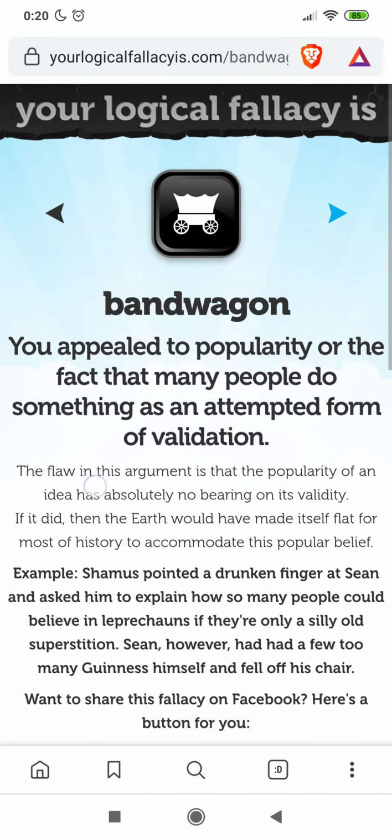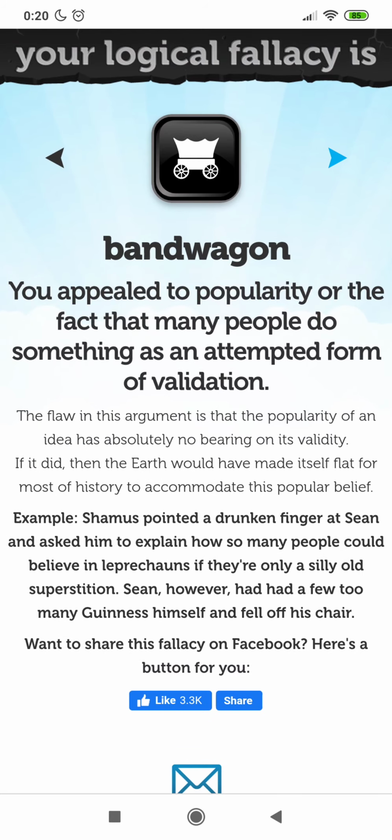Bandwagon. Ad populum. You appealed to popularity, or the fact that many people do something, as an attempted form of validation. The flaw in this argument is that the popularity of an idea has absolutely no bearing on its validity. If it did, then the earth would have made itself flat for most of history to accommodate this popular belief.